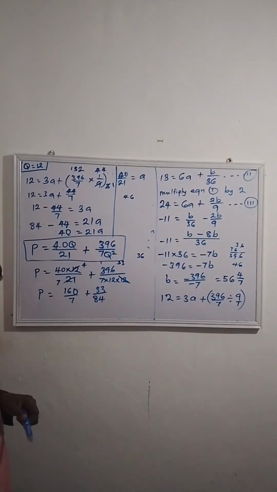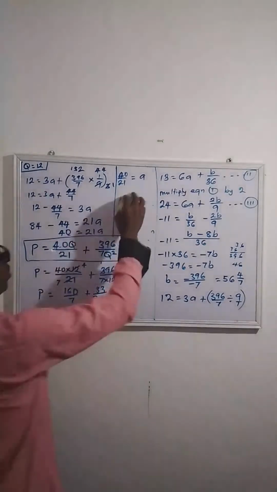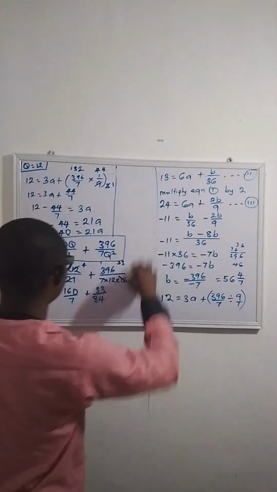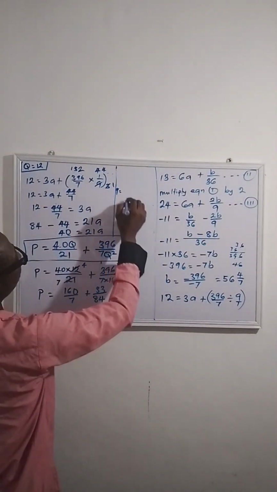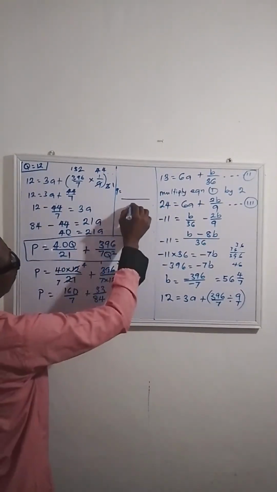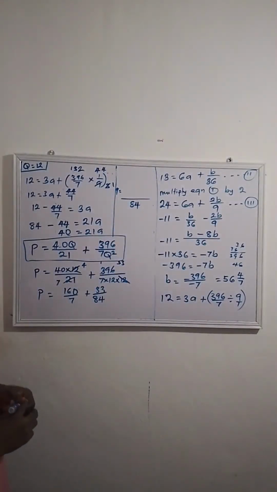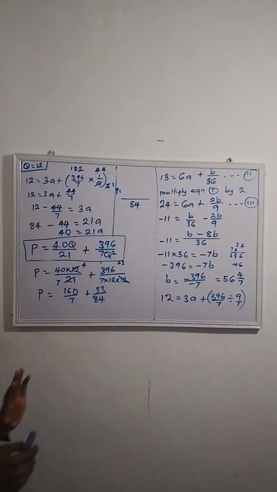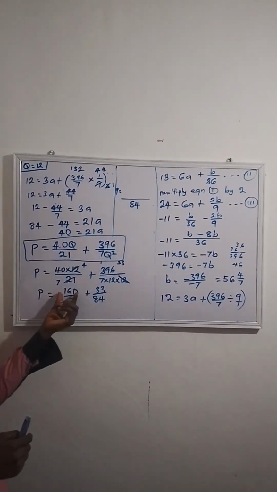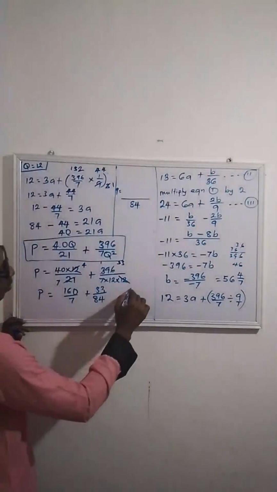So now what do we do next? We find the LCM. What's going to be the LCM of that? The LCM is 84. Now 7 goes into 84, that is going to be 12. So you multiply this by 12. Can we do that? Let's see.